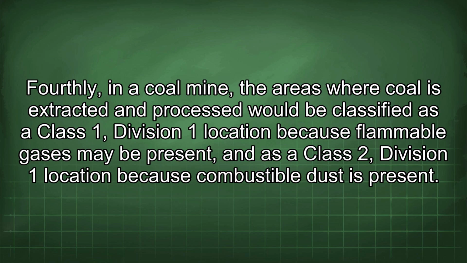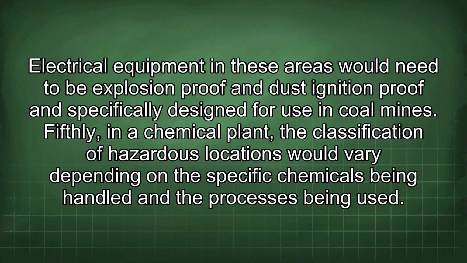Fourthly, in a coal mine, the areas where coal is extracted and processed would be classified as a Class 1, Division 1 location because flammable gases may be present, and as a Class 2, Division 1 location because combustible dust is present. Electrical equipment in these areas would need to be explosion-proof and dust ignition-proof and specifically designed for use in coal mines.